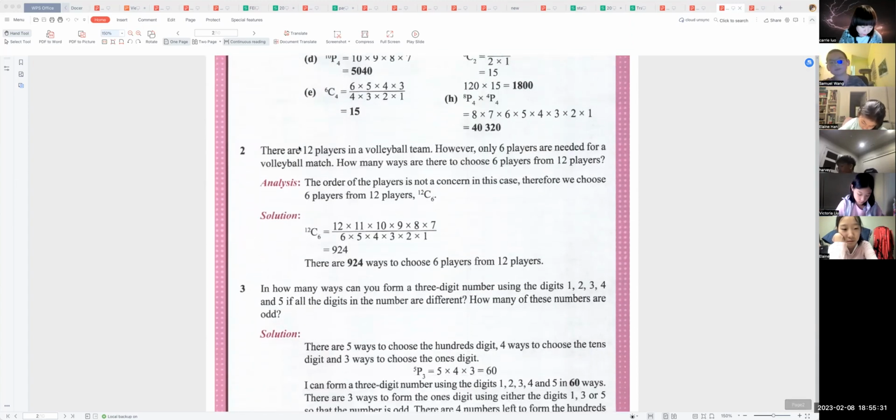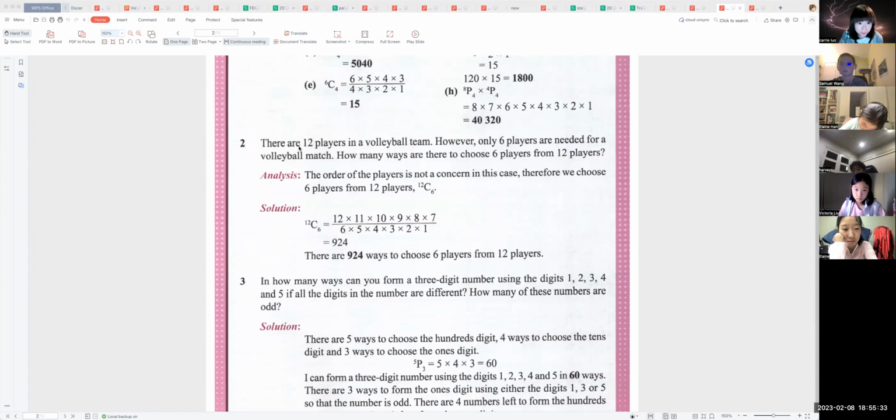So let's take a look at this one. Okay. So this is how we do it. So number 2, there are 12 players in a volleyball team. Okay. However, only 6 players are needed for the volleyball match. How many ways are there to choose 6 players from 12 players? Okay. Everybody take a look. So altogether, there are 12 players in the volleyball team. So are they the same or not the same? Okay. Only 6 players are needed for the volleyball match. So I'm going to choose 6 out of 12, right? So 12 is on the top, bottom 6.